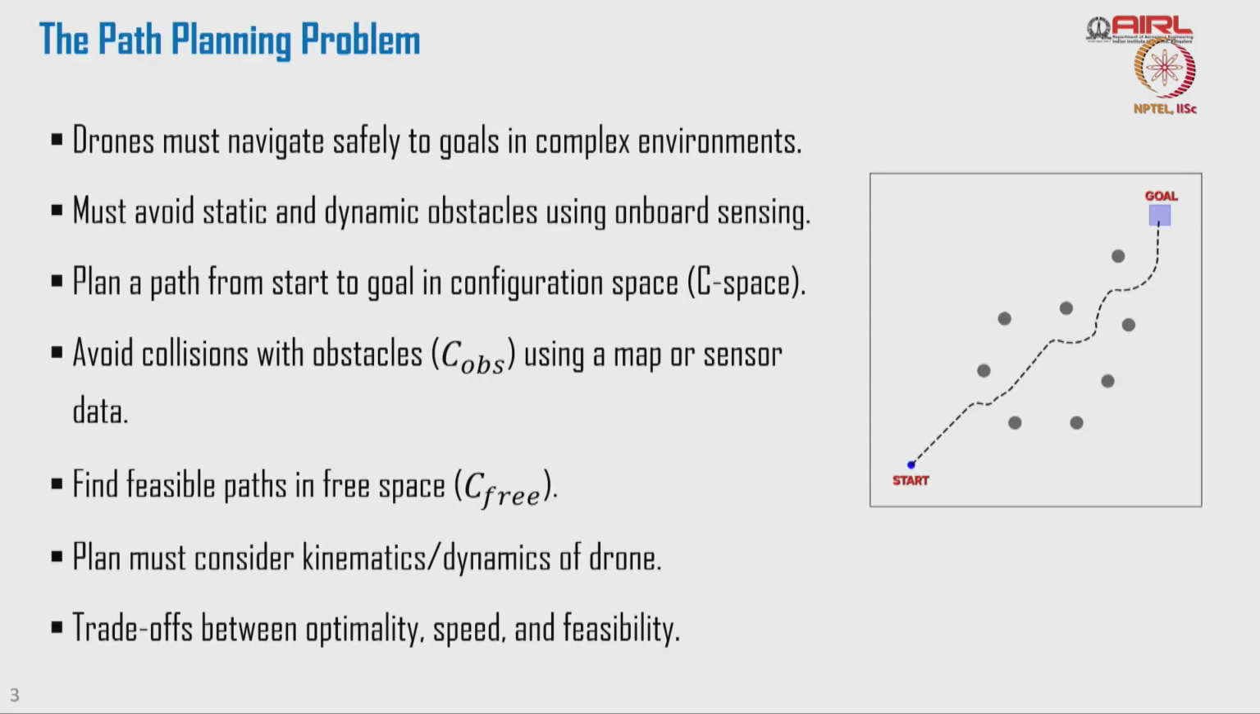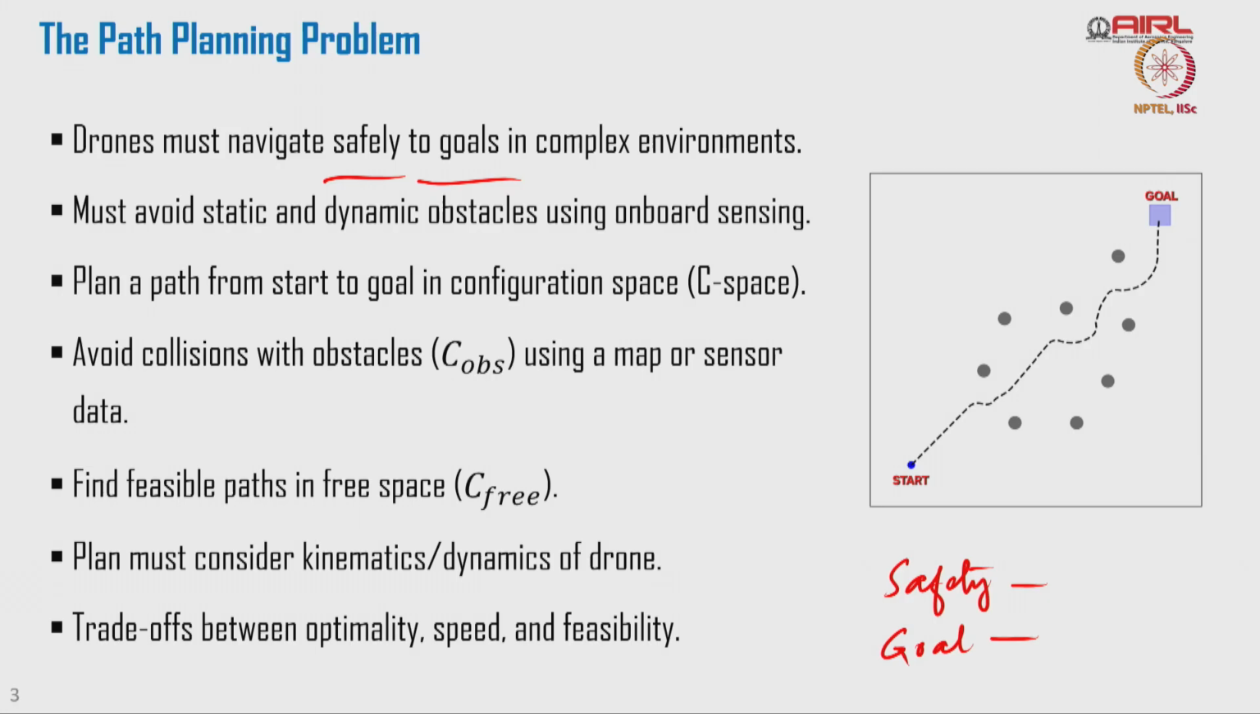Okay. So, in path planning we have seen that the drones must navigate safely to the goals. One thing is safety, which is important, it should not collide with the known obstacles at least, and the second thing is that it should reach the goal to accomplish the mission. Fine. So, the autonomous vehicle or drone which is moving must avoid the static and dynamic obstacles using the onboard sensors.